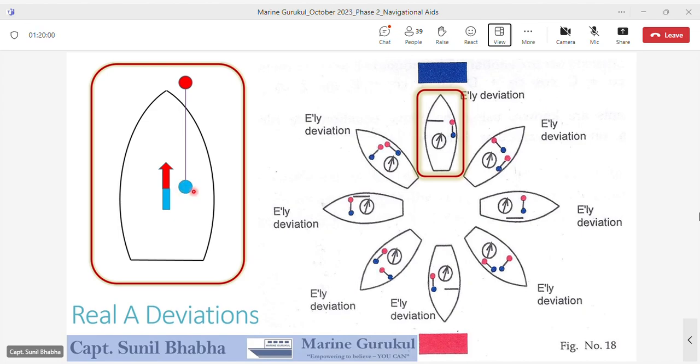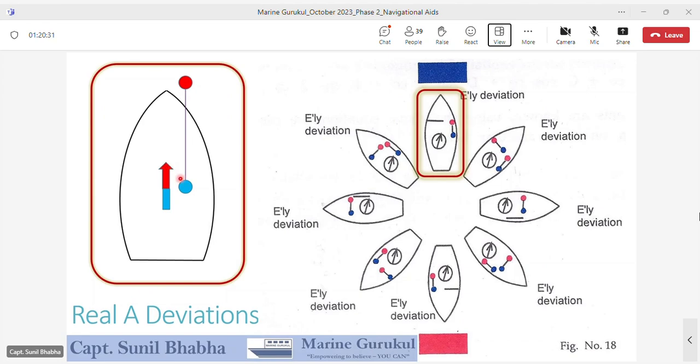Now, how does this blue pole affect our compass? The effect of this blue pole onto the red end, that is the north end of the compass, will be attraction, because we are aware that opposite poles of a magnet attract each other. So this blue pole of the fore and aft longitudinal is going to attract the north end of our magnetic compass or magnetic needle.